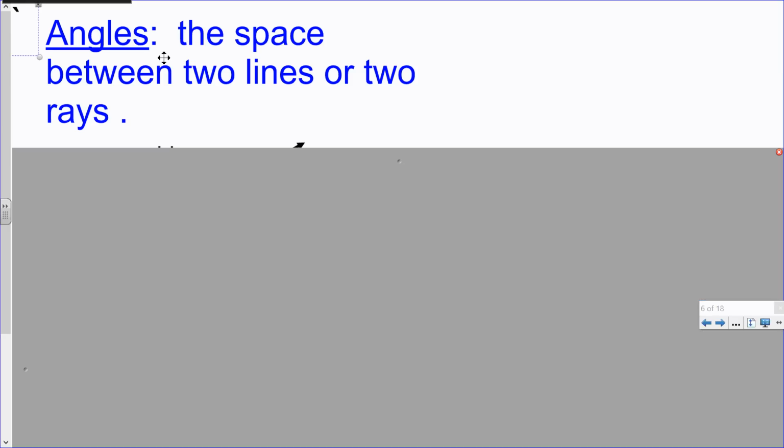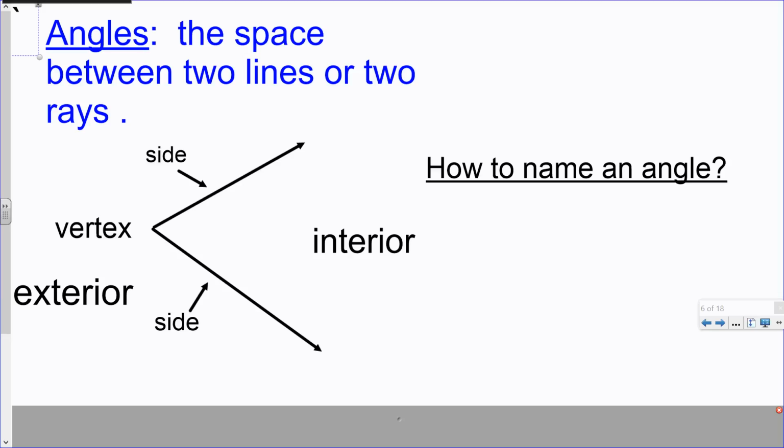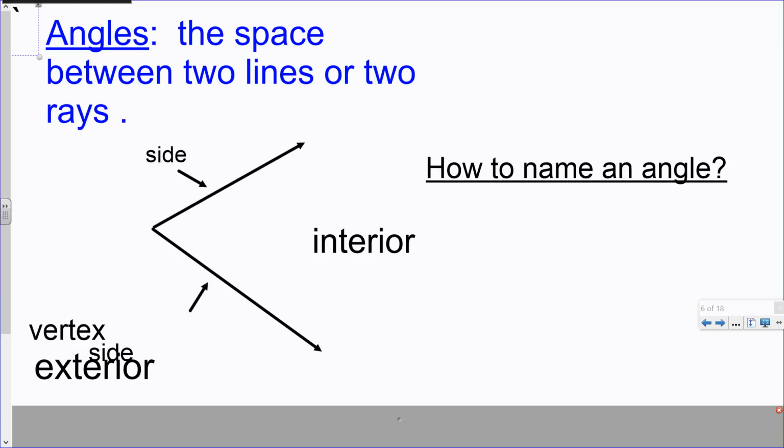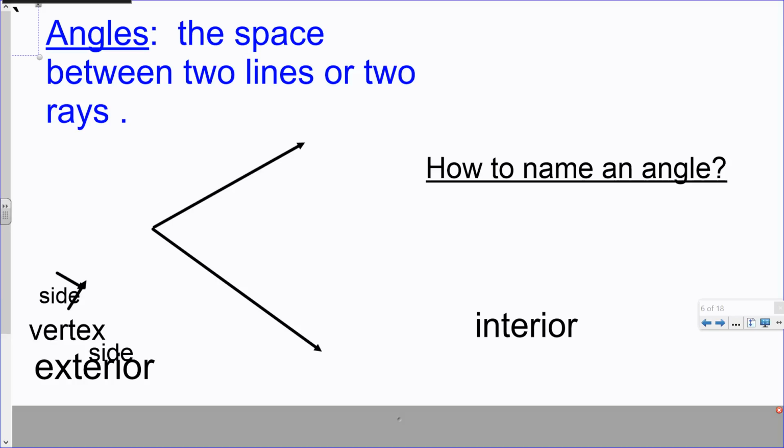So what I want you to do is go ahead and draw an angle. Go ahead and draw two lines the way I did here. Okay. I actually drew two rays. A ray is kind of like a line. A ray starts at a beginning point and goes on forever. That's why you see the arrows here. So go ahead and draw two rays. Let's draw two rays, which is an angle.